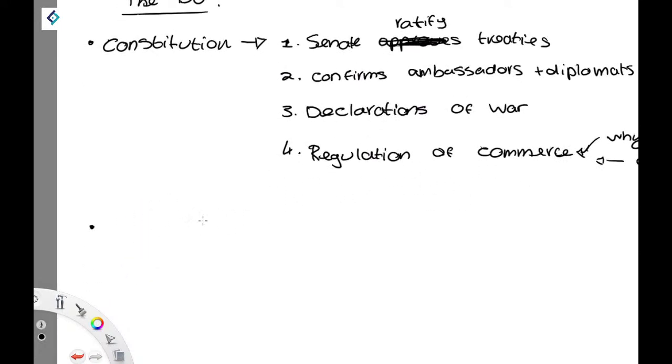Tying into this regulation of commerce, why might the power of the purse be a significant foreign policy role, or any kind of meaningful foreign policy role? What might Congress be able to do if they can control the money and the financial obligations of various institutions? This relates a little bit to what I was talking about with the founding fathers. Any takers? I told you this is a tricky question.